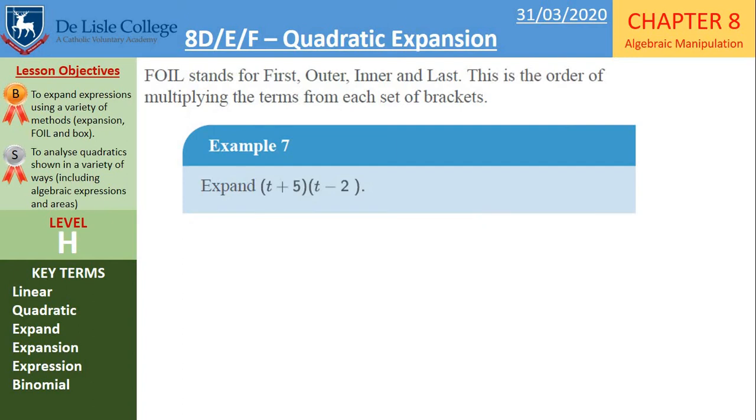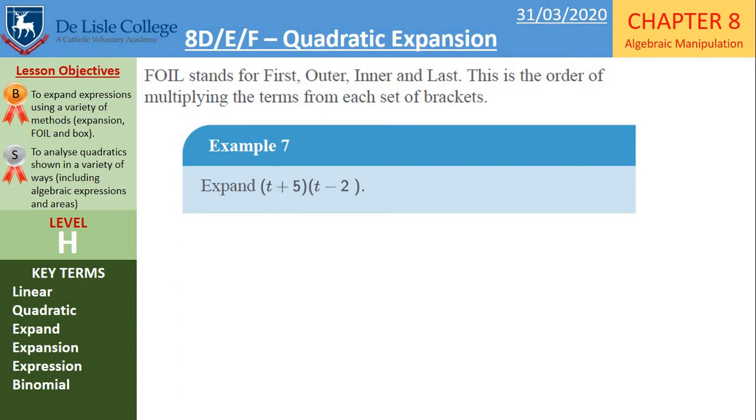Okay, the next method is called the FOIL method. So the F stands for first, O outer, I inner, and L last. This is the order of multiplying the terms from each set of brackets. In reality, the order doesn't matter, but it's good to have this order as it keeps our answer in a similar format to what we expect. So copy down this example with the method.